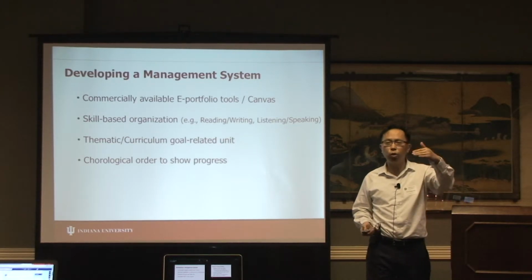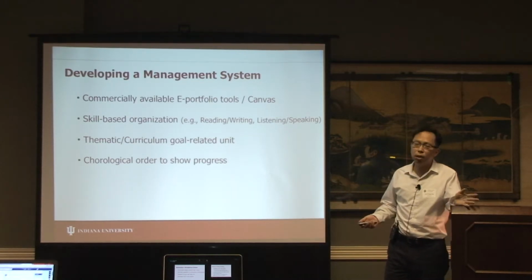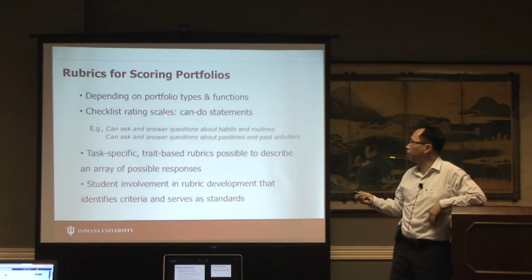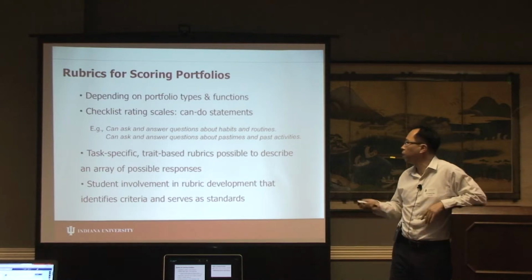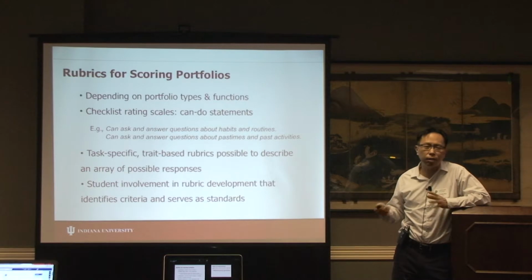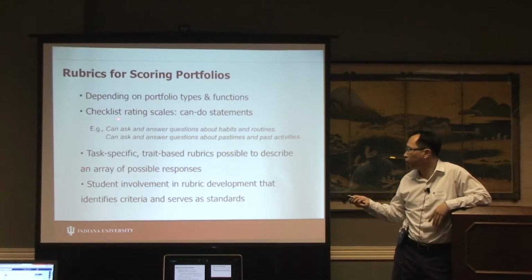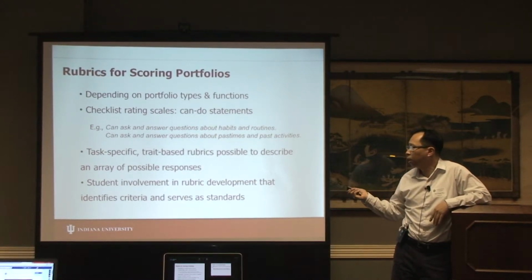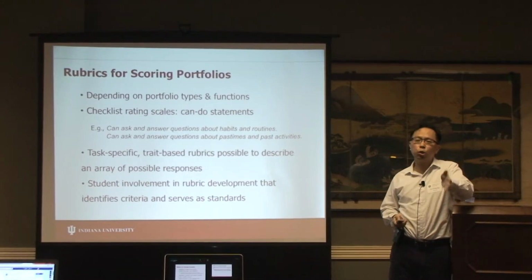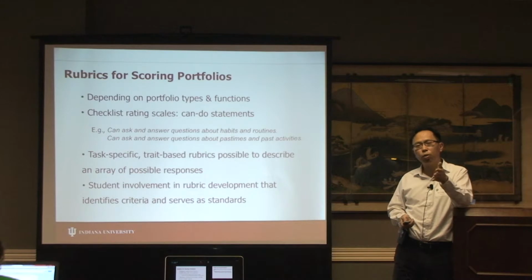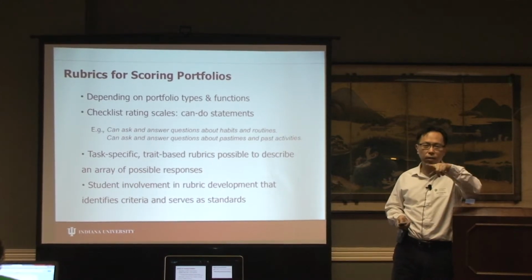So it's like week 1, week 2, week 3, week 5. So I think it's up to you. But rubrics for scoring portfolios, again, depend on portfolio types or functions. The most common rubric is a checklist type, like a can-do statement. For example, can ask and answer questions about habits and routines, can ask and answer questions about pastimes and past activities. And then you could mark whether students can do it alone or with some assistance, or cannot do it at the moment. So you could just use a checklist.